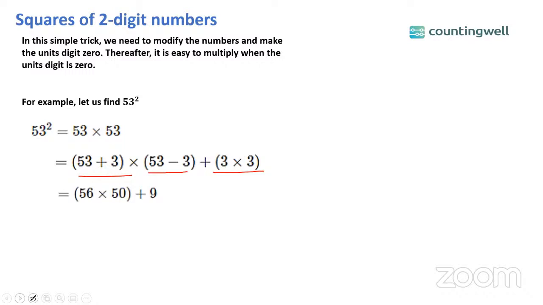Now let us simplify these three brackets. 53 plus 3 you will get as 56. 53 minus 3 you will get as 50. 3 into 3 is nothing but 9. Note that we have 0 in the ones place of this number. That's why we have 2800 plus 9. So the resulting square is 2809.